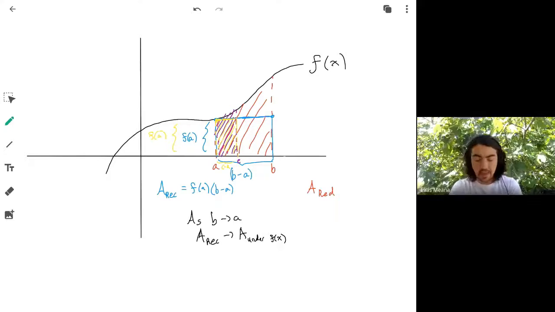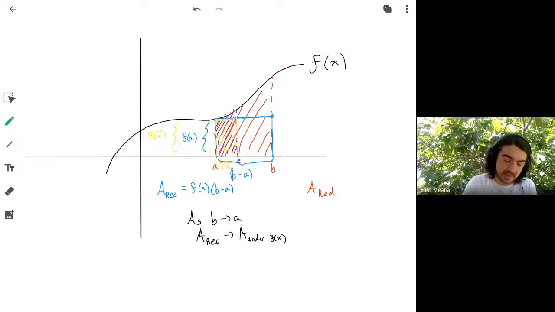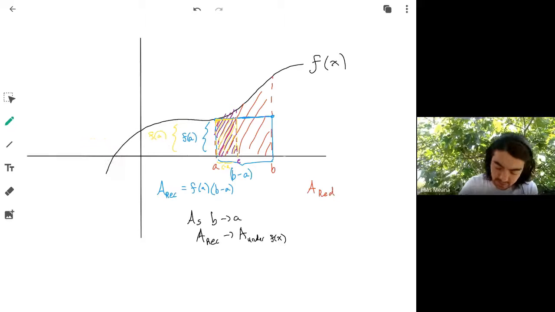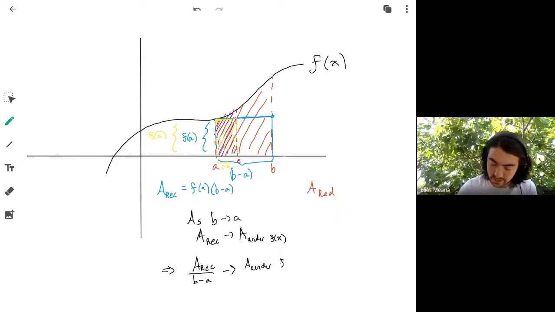Okay. And if that's true, then that means that, and this is kind of silly, but this is a real thing, it also implies that the area of the rectangle divided by B minus A gets closer and closer to the area under the curve divided by B minus A, right?